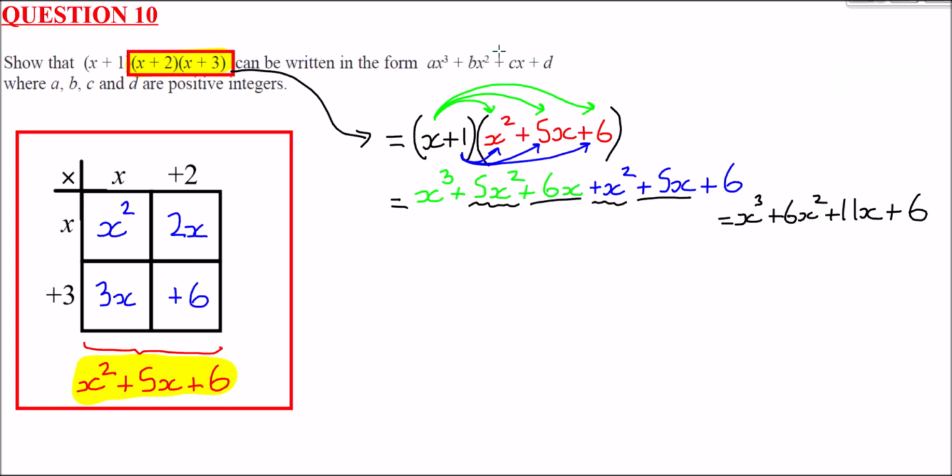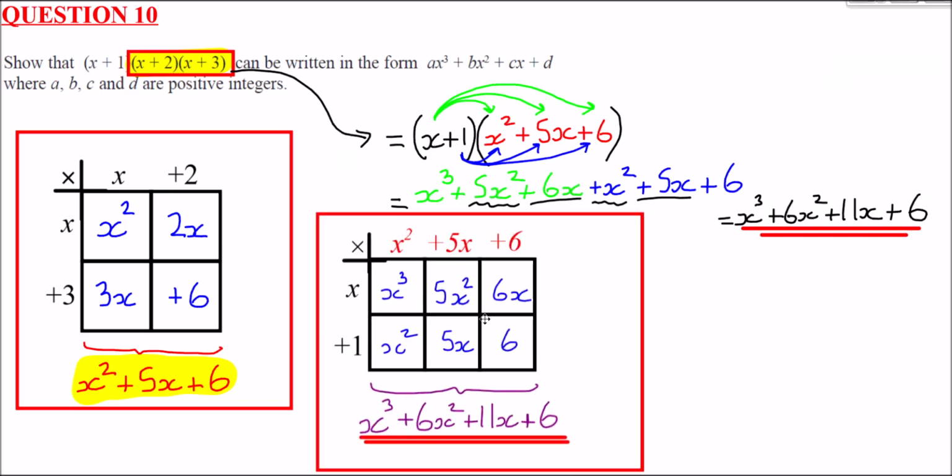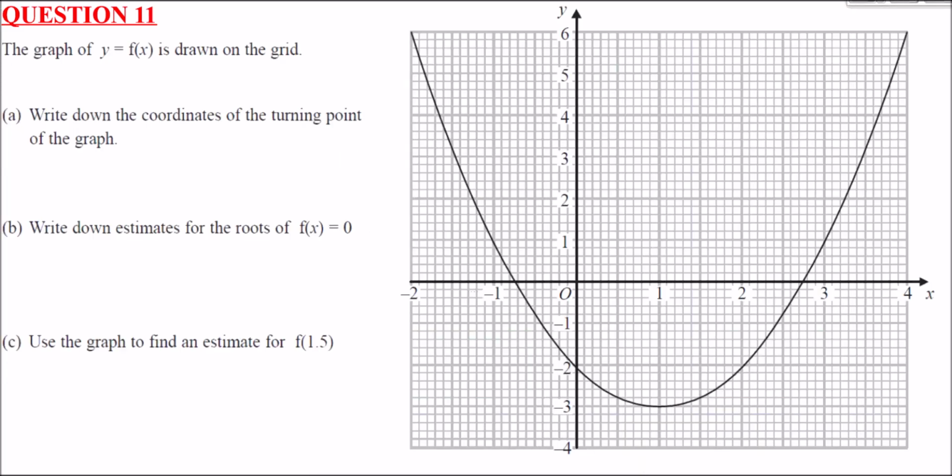We're not told to write what A, B, C, and D are. If we did, we'd just put 1, 6, 11, and 6. But because we're not asked that, we just wrote it in the right form. That will do. If you wanted to expand this out using this box method, you should get something that looks a bit like this, by the way. Because there's 3 things in the one bracket and 2 things in the other, it needs to be a 3 times 2 grid, and you would get exactly the same here, like I've shown at the bottom. So that's question 10 done in a couple of different ways. Let's now have a look at number 11.